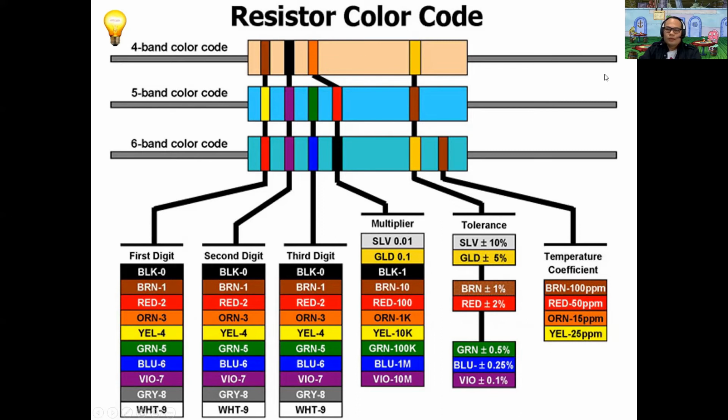So how do we read this one? Let's try to read this one. This is color brown. As you can see, the color brown represents a value of 1. The second strip is black, and black is 0. So 1, 0. And the third band, the multiplier, is orange, 1000. And the fourth band is gold. As you can see, gold is plus or minus 5%. So therefore, 10 times 1000, plus or minus 5%. So the value would be 10 kilo ohms.